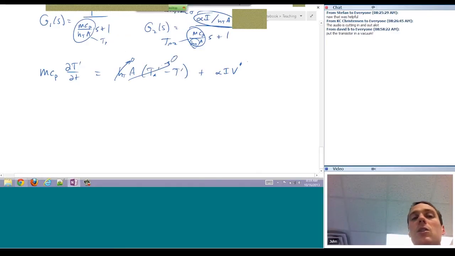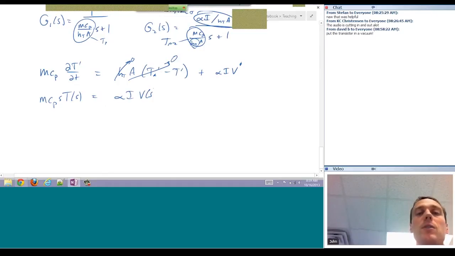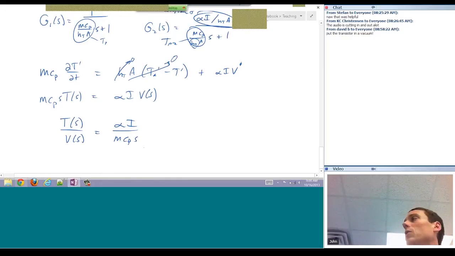Okay, and let's go ahead and take this over into the Laplace domain. S T(S) equals alpha I V(S). Okay, and then let's solve for our transfer function: alpha I over M C sub P S. And then let's just give a step to our voltage. Start at 0, let's go up to 100.